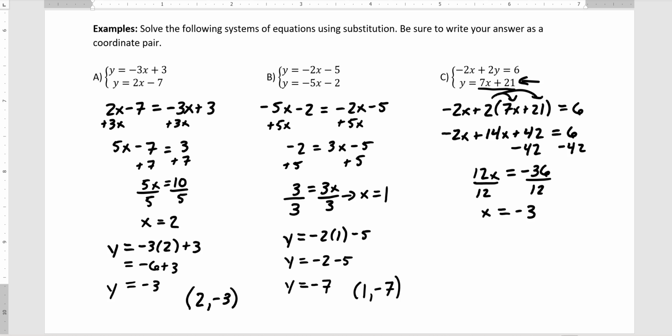So now that I know x is negative 3, I can plug that in to that original y equals 7x plus 21 equation. So y equals 7x. Instead of x, we're going to say negative 3 plus 21. 7 times negative 3 is negative 21, plus 21 is just 0. y equals 0. So my solution would be negative 3 comma 0. x comma y. Very good.